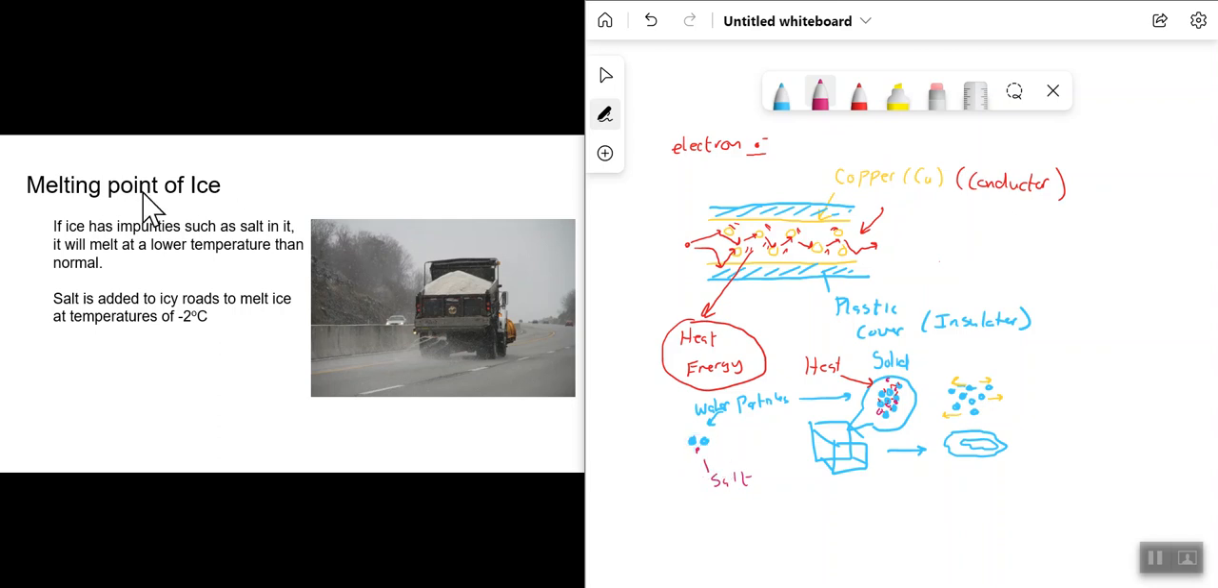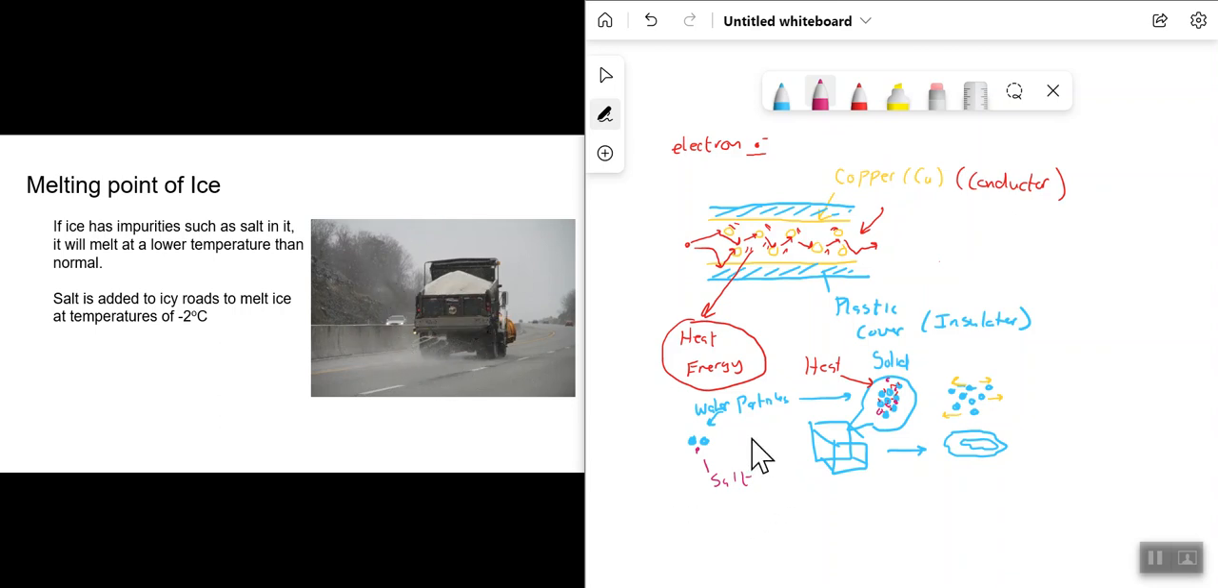So, the melting point of ice. If ice has impurities such as salt in it, it will melt at a lower temperature than normal. Salt is added to icy roads to melt ice at a temperature of -2 degrees. That's why we salt roads, to get the ice to melt.